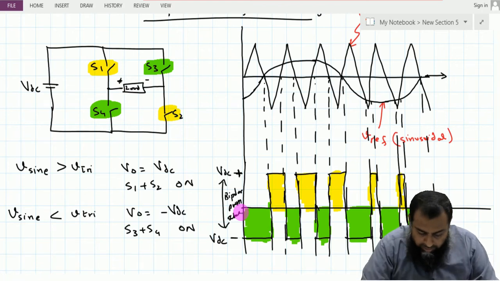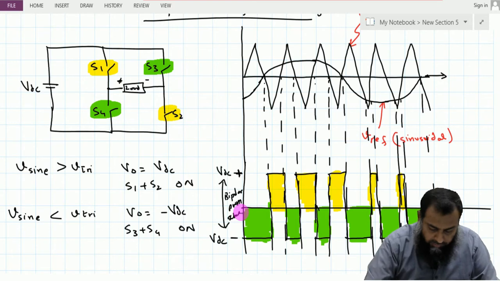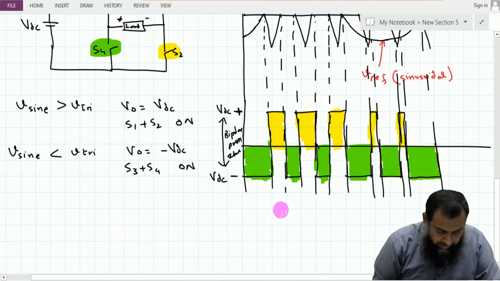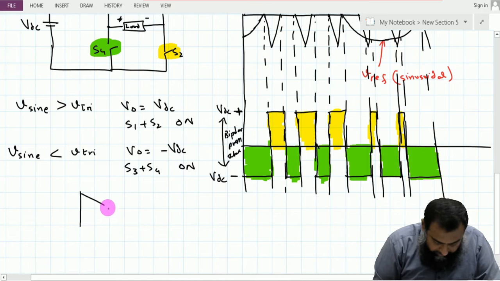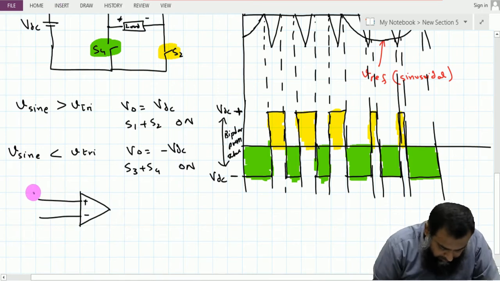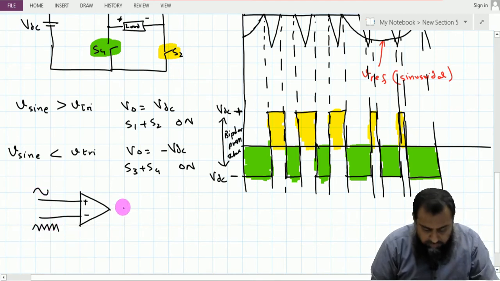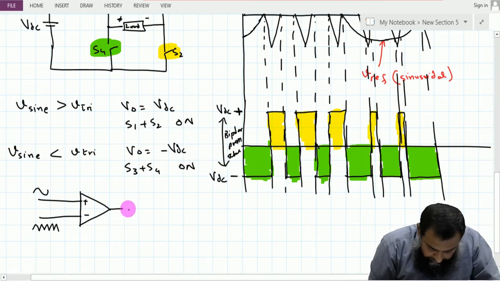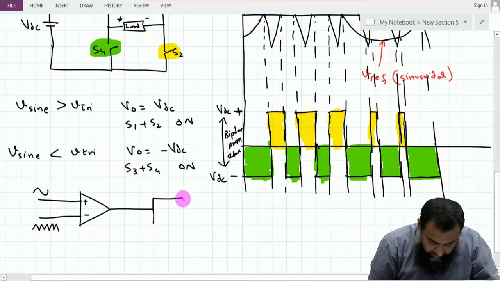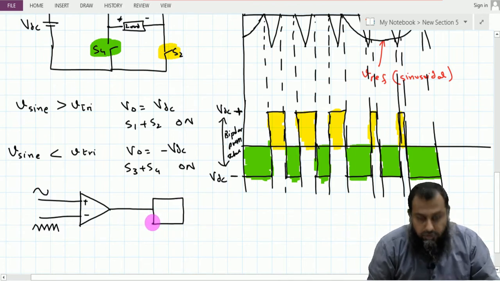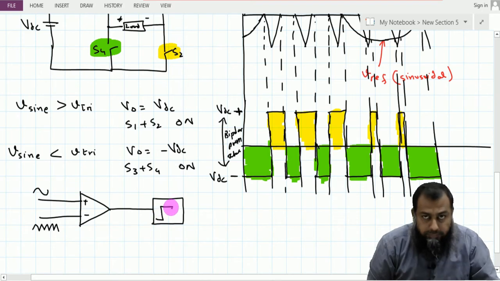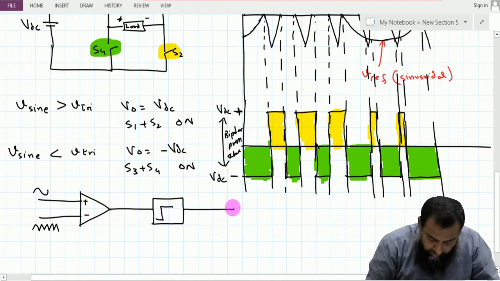So how can we actually generate these waveforms? The logic is quite simple: we have a comparator here. That comparator has two inputs. On one input we supply the sinusoidal waveform, and on the other input we apply the high frequency switching waveform. The value of the output waveform is then confined between 0 and 1 using a saturation block, something like this one. And then we can have an output which is S1 and S2.